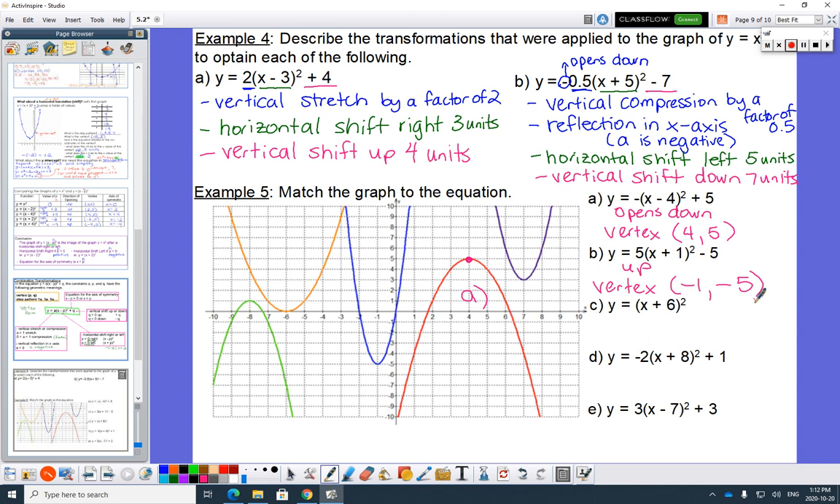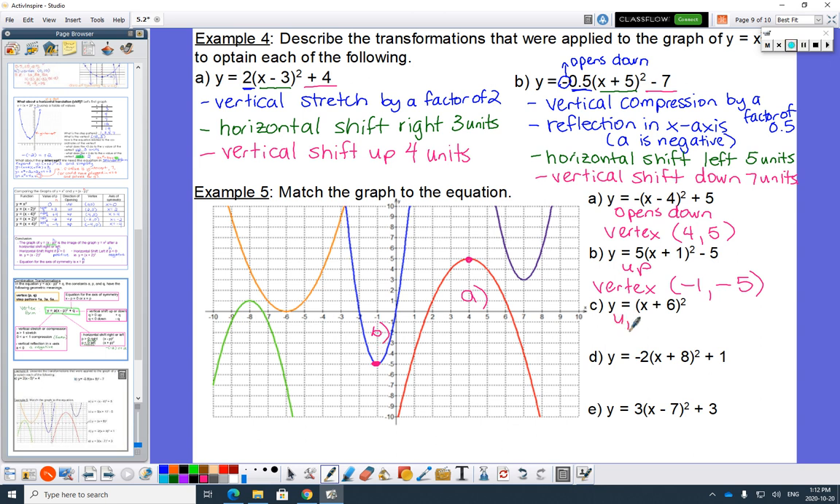It did. Oh, because it's opposite, remember? If it's positive, you go left, inside. So opens up, negative 1, negative 5, so that one's B. You could even use other information as well. So this 5 here means that it's a vertical stretch. So that's this, okay? That it looks skinny.